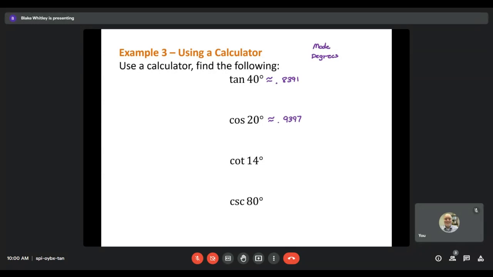Now the next one, cotangent, we do not have a cotangent key, so we are going to have to use our reciprocals here. We know cotangent is the reciprocal of tangent, so we're going to do 1 over the tangent of 14 degrees this time. So in your calculator, just do 1 divided by tangent of 14, and if we do that, we should get 4.0108.